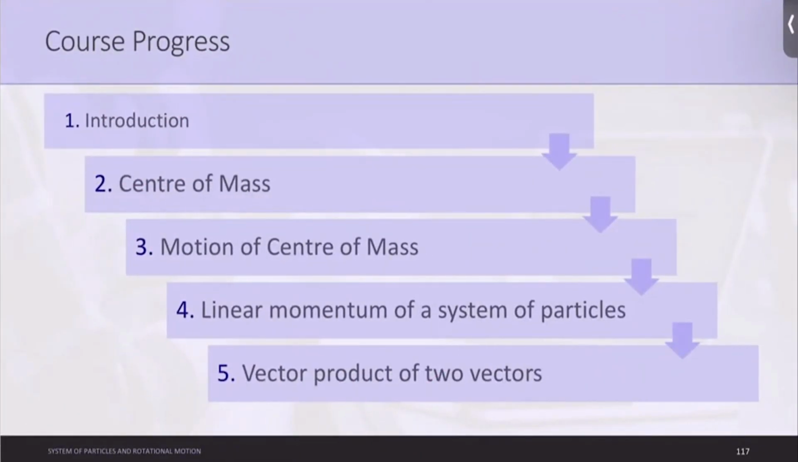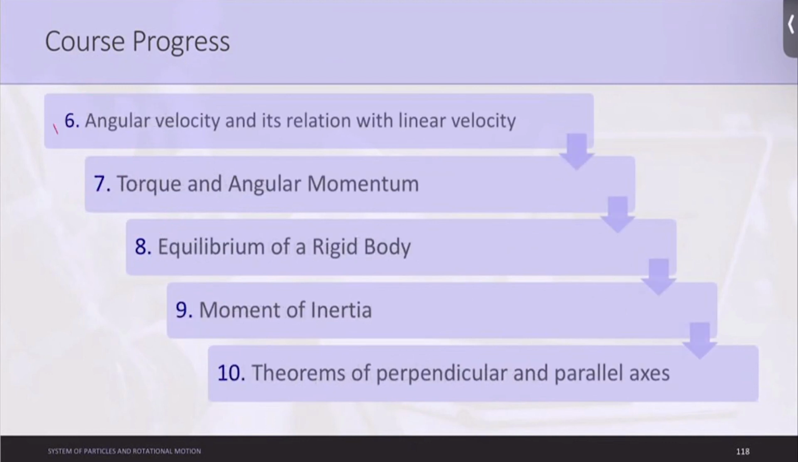So the course progress for you: we have completed the introduction, center of mass, motion of center of mass, linear momentum of a system of particles, vector product of two vectors, angular velocity and its relation with linear velocity, torque and angular momentum, and equilibrium of a rigid body, and currently we are on the 9th subtopic, that is moment of inertia.